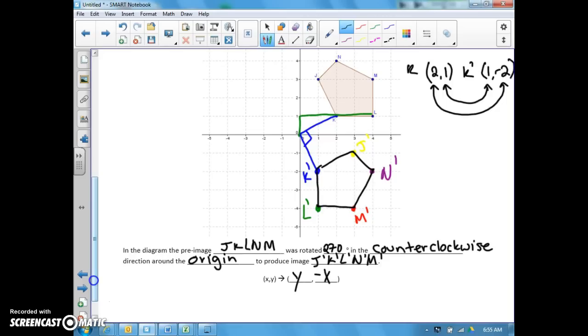Let's see if it works. I'm going to look at L now. L is at 4, 1. So I would expect it, if I flip it, I want 1, comma, negative 4 for L prime. Well, let's look. 1, comma, negative 4. It works. Good.